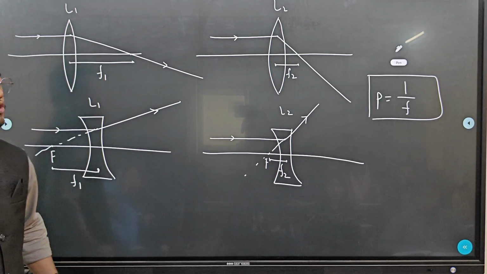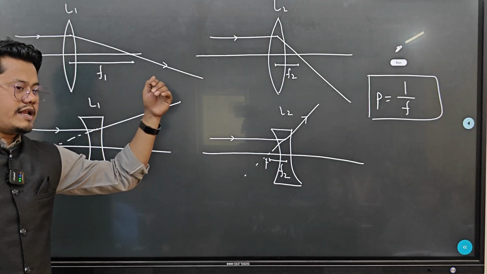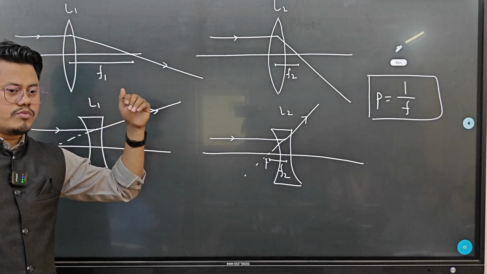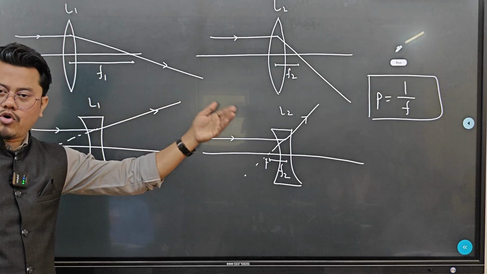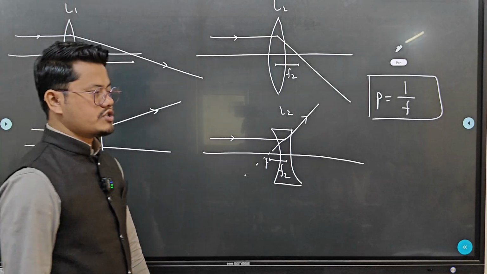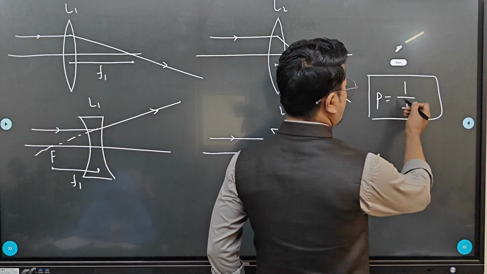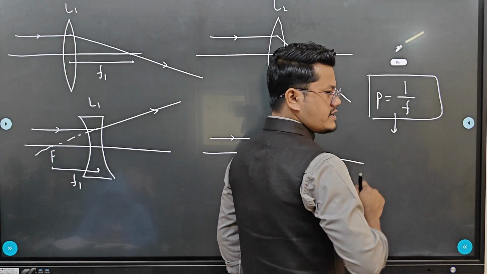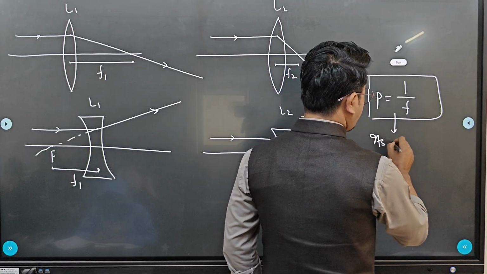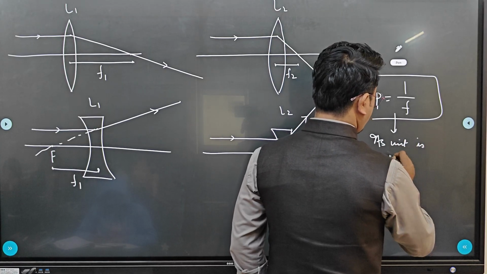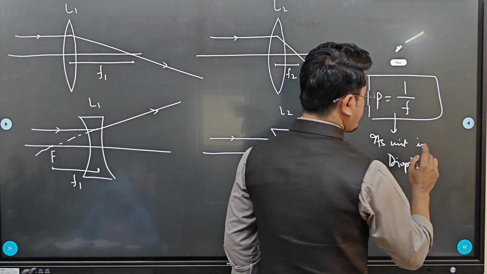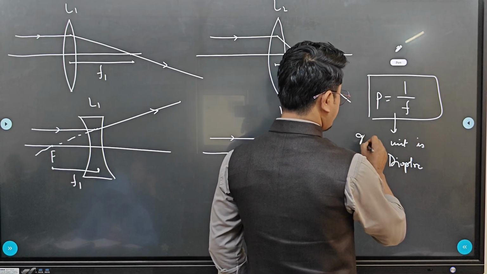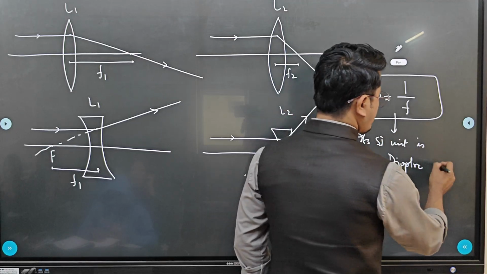So in the case of a concave lens also, if the lens has the ability to diverge more, it has more power. For both cases, power is always 1 by F. Now this power is measured in a unit known as the diopter, and please keep in mind this is the SI unit. So you can write: its SI unit is the diopter, denoted by D.